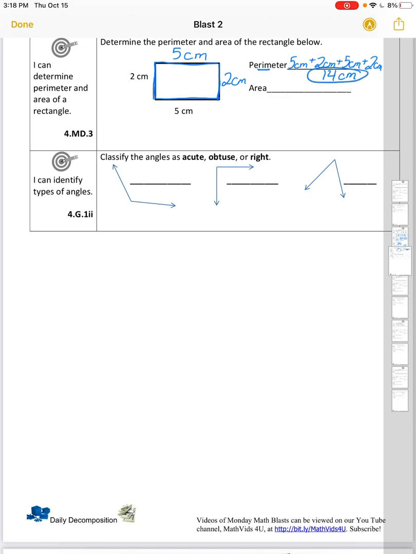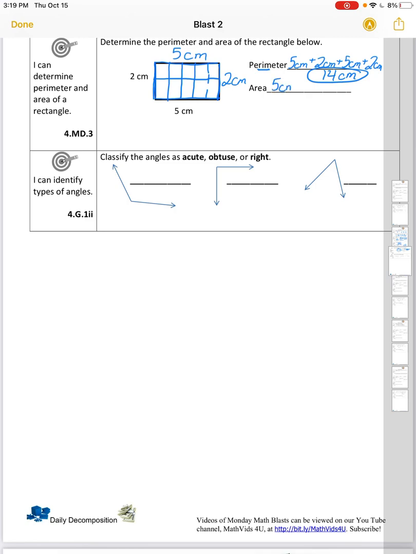For the area, I'm going to take the length times the width. We learned back in 3rd grade that area is the square units that cover the two-dimensional surface. So I could think of this as 2 rows and 5 columns, and I could count all the squares that create that two-dimensional surface. But we moved from that thinking in 3rd grade to knowing that that's the same thing as taking the length times the width.